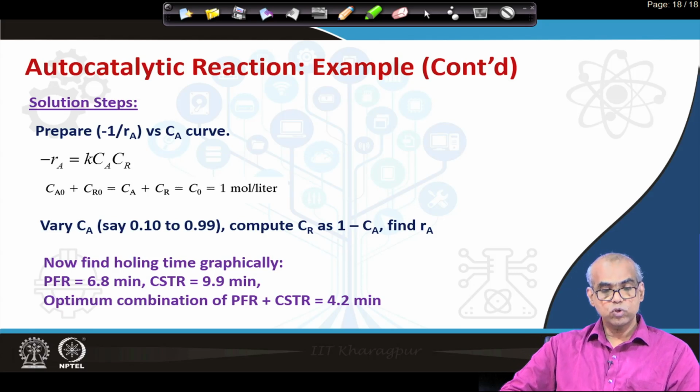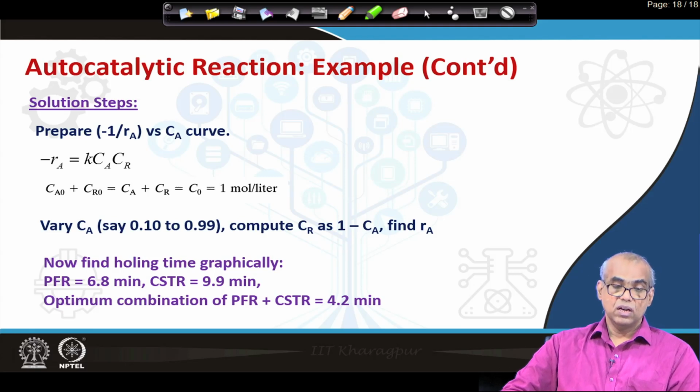So, the solution steps will be as follows. You prepare the Levenspiel plot. Note that the rate of reaction, minus Ra, equals k Ca into Cr. Now, you know that Ca0 plus Cr0 equals Ca plus Cr equals C0 equals 1 mole per liter. So, let us vary Ca, let us say from 0.1 to 0.99, and then compute Cr as 1 minus Ca, and then you can find out the reaction rate Ra.